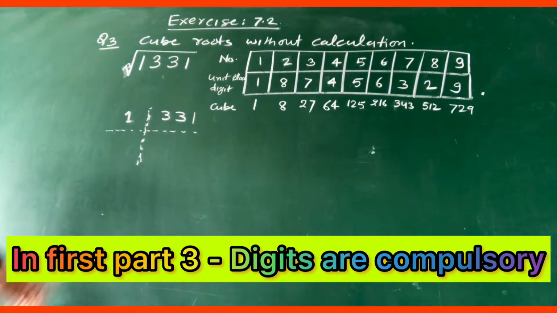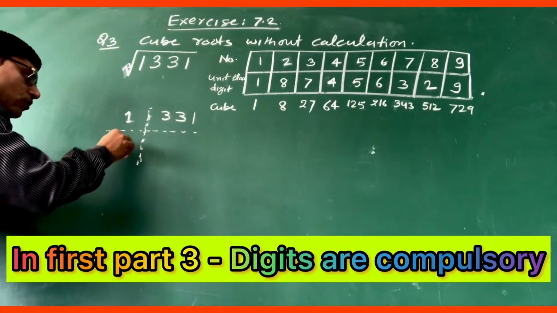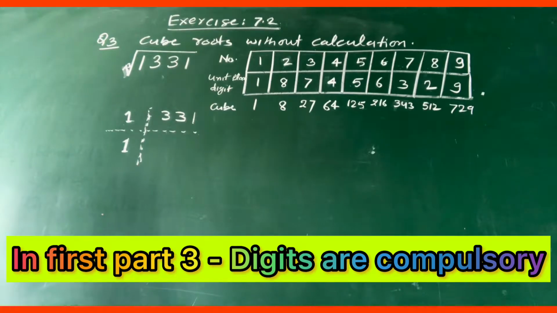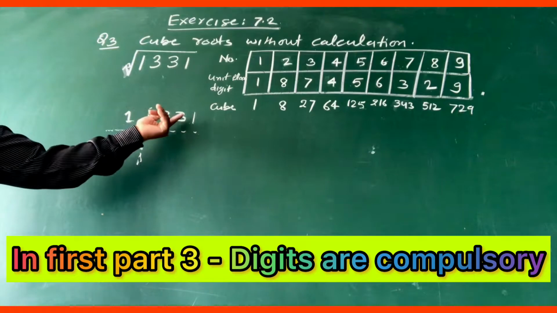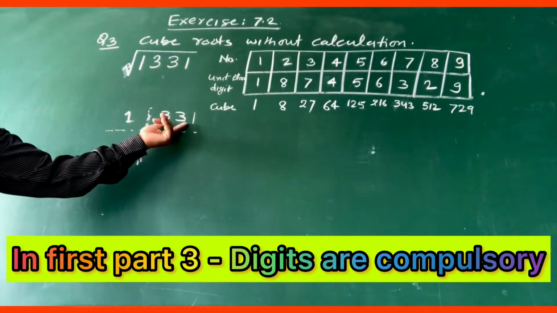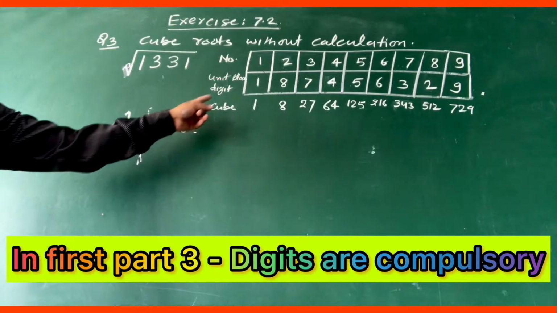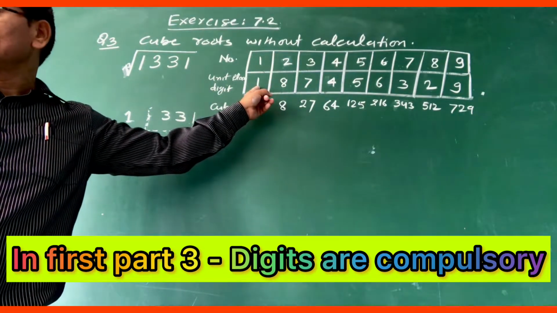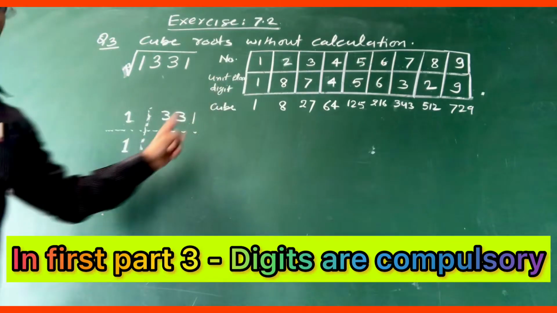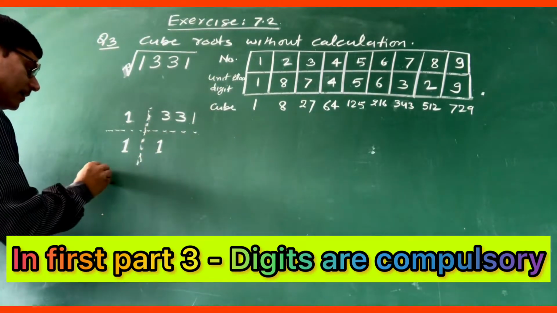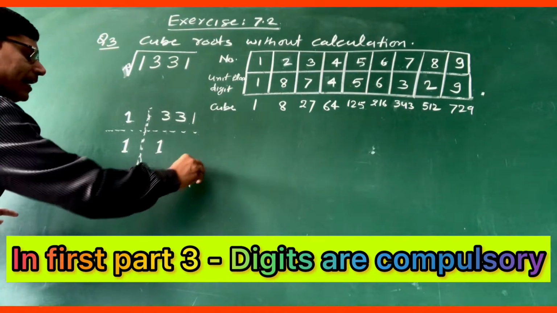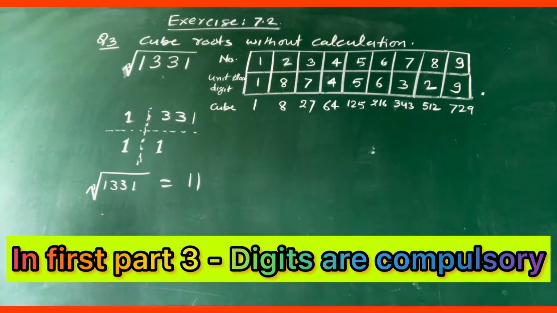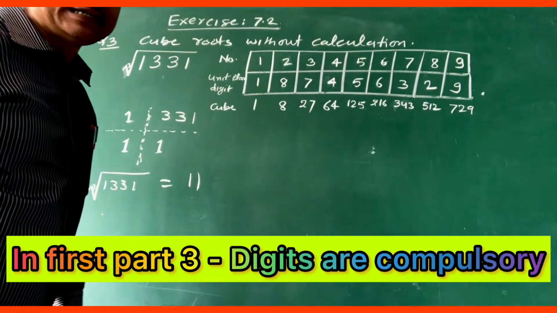Clear? Now the cube root of 1 is 1. And here the ones place digit is 1. Don't see the whole number. You see only the ones place digit, and the ones place digit here is 1. So you will write only 1 here. Means that the cube root of 1331 is equal to 11.